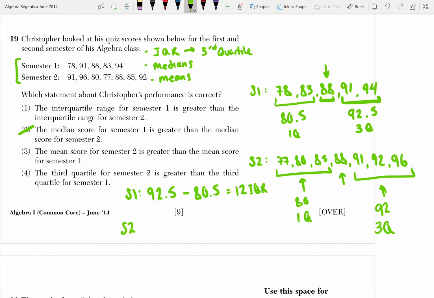And then for semester 2, we're going to do the same thing. Quartile 3 is 92 and quartile 1 is 80. So 92 minus 80 gives us 12 again for the interquartile range of semester 2.